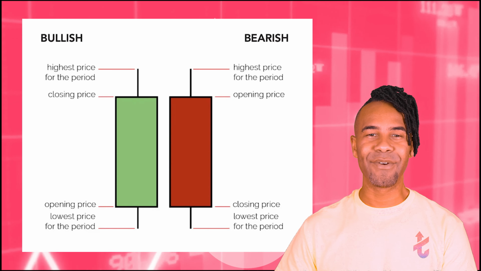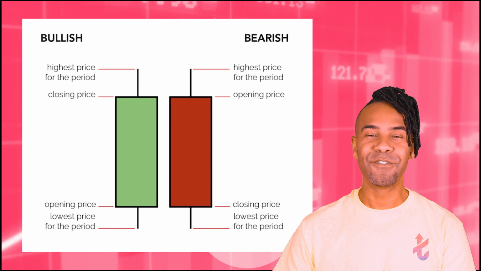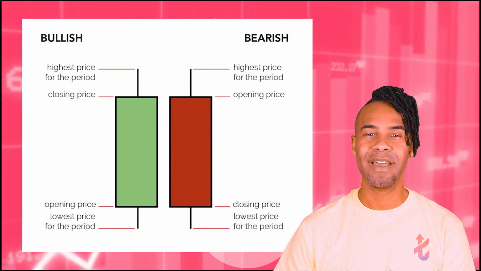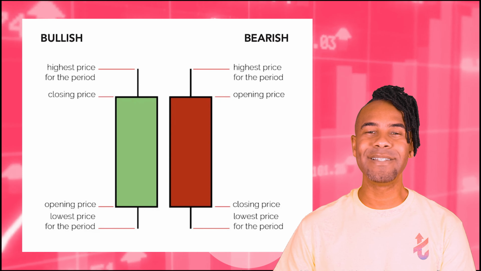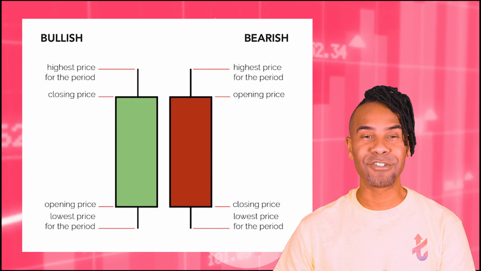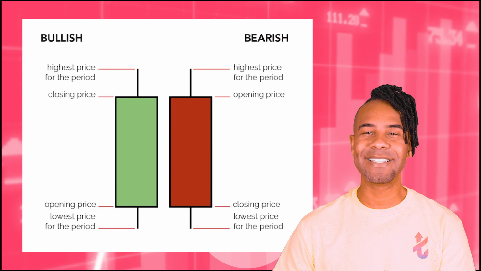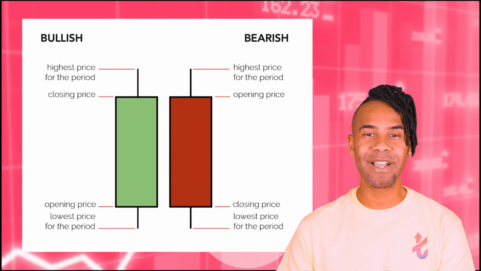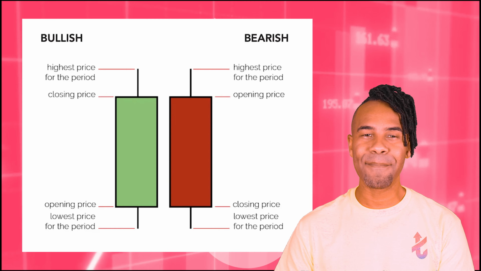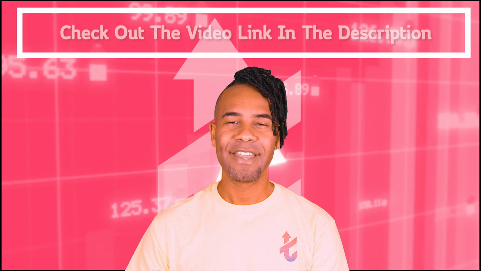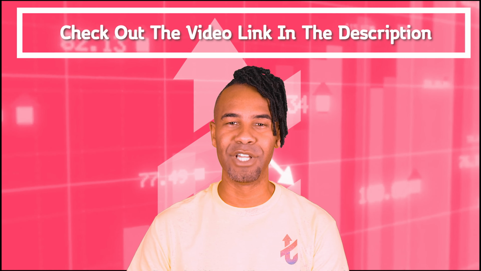We track price increases using candlesticks. If your chart is set to the daily time frame, then each candlestick represents 1 day's worth of price data about your asset. You're given 4 pieces of information: the opening price, the closing price, the high price, and the low price. If you're interested in learning more about candlesticks, then check out the video link in the description below. For now, all you need to know are the basics.